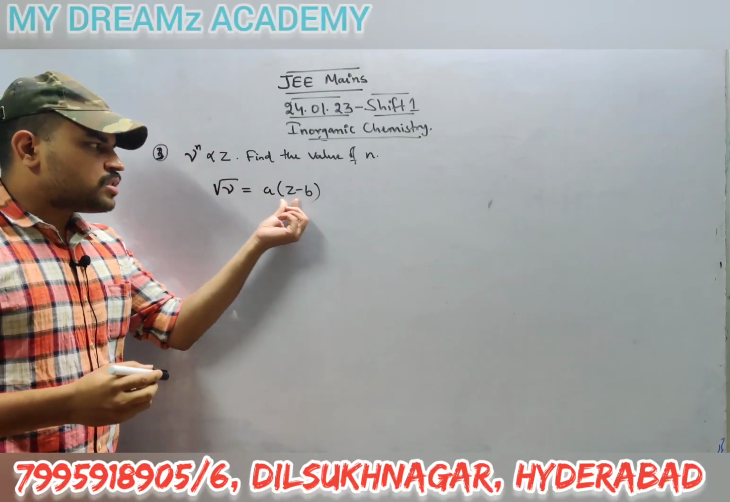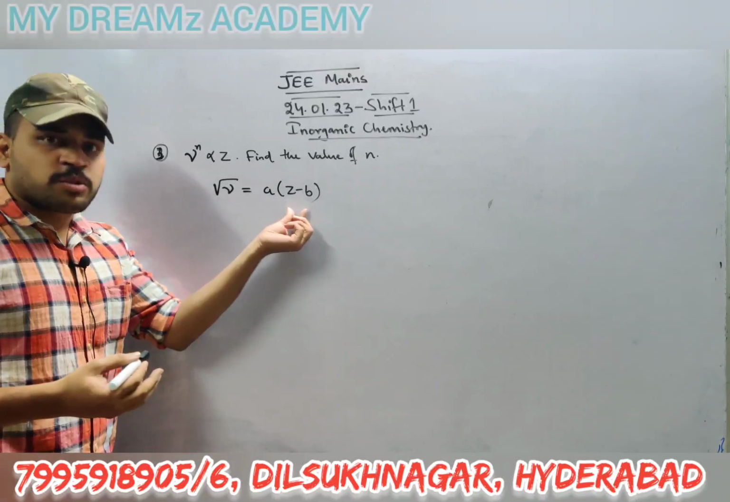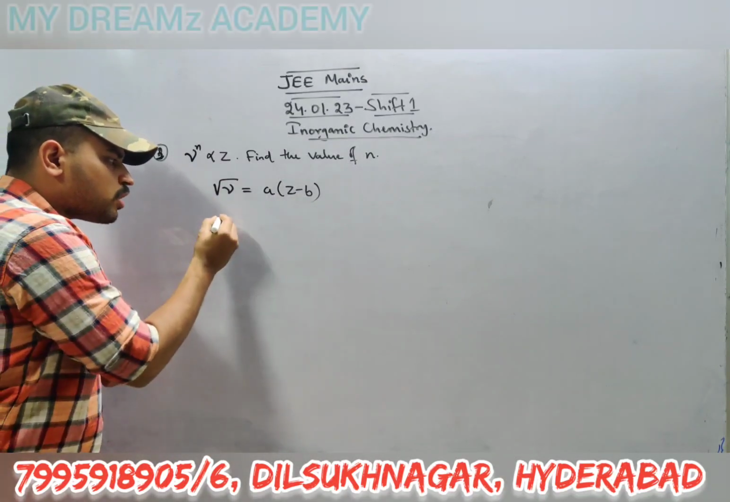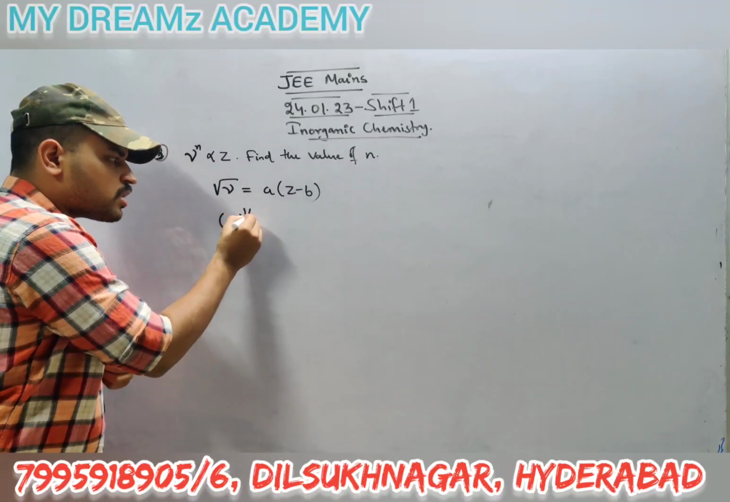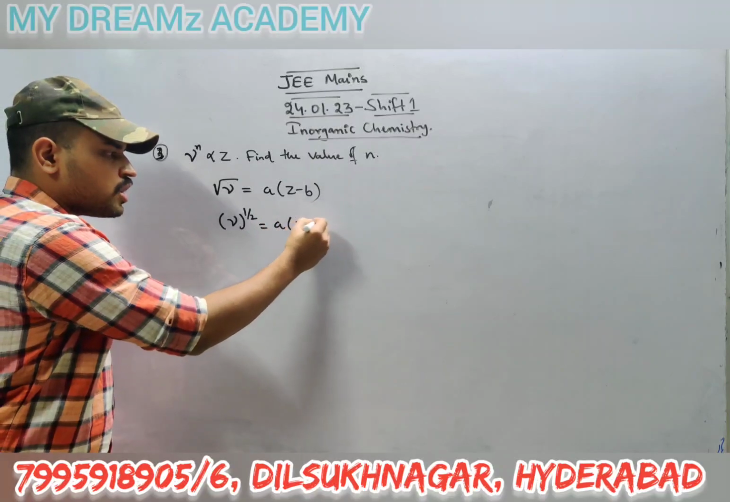These are constants here. Z is what? Atomic number. That means root over frequency is directly proportional to Z. So here, root over frequency is given. Root over frequency is nothing but frequency to the power 1 by 2. Here it is Z minus B.